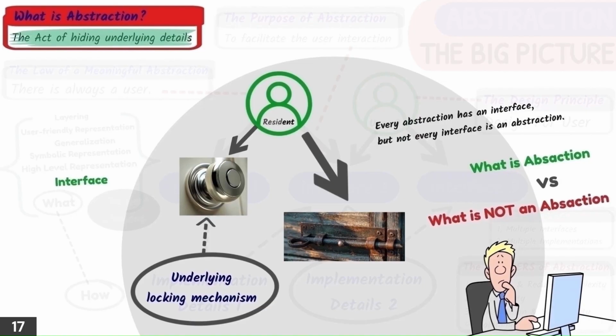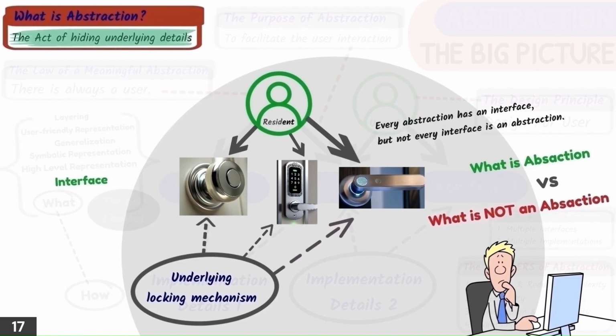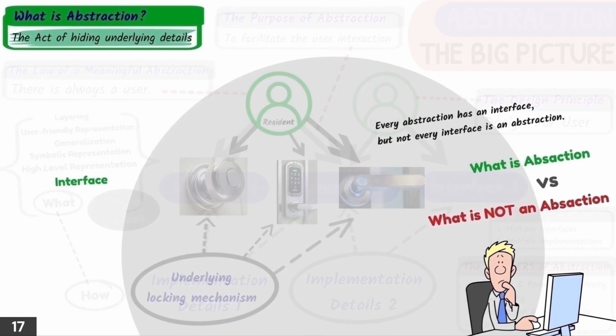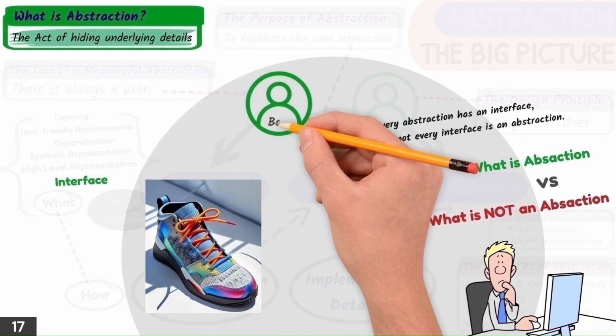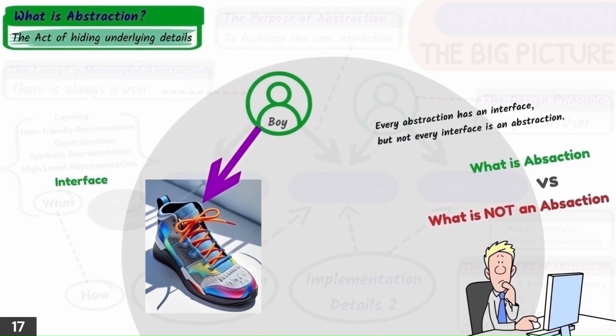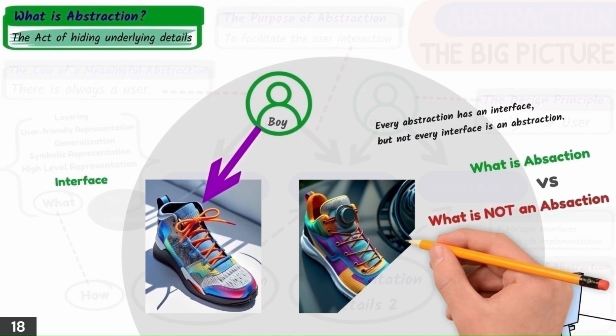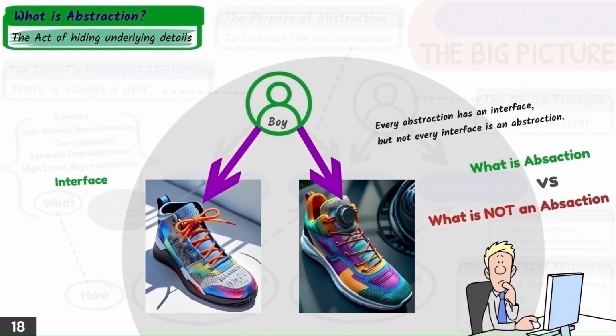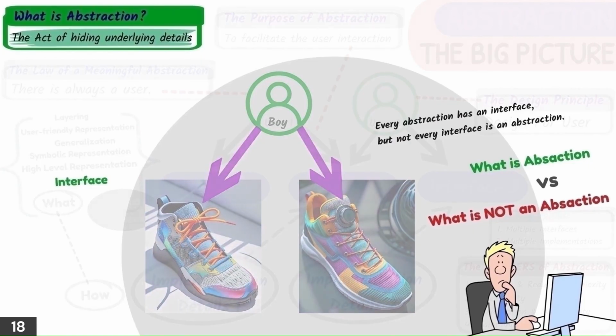In this example, we are interacting with the actual entity directly. Nothing is being hidden. So this is not an abstraction. But with all of these other locks, the actual mechanism is hidden behind a user-friendly interface. That's why those are valid examples of abstraction. Similarly, here's a shoelace. We interact with it directly, so it's not an abstraction. But look at this one. It adds an extra layer of abstraction. An interface designed to make it easier for the user. That's what makes something an abstraction.